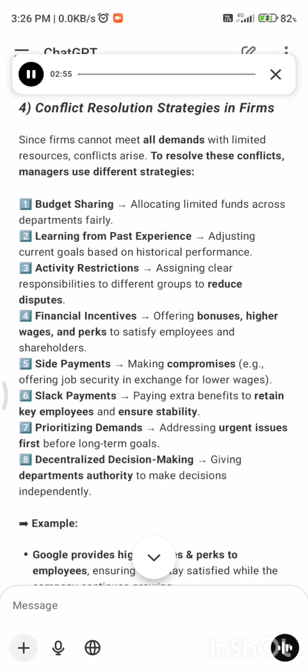5. Side payments, making compromises, e.g., offering job security in exchange for lower wages. 6. Slack payments, paying extra benefits to retain key employees and ensure stability. 7. Prioritizing demands, addressing urgent issues first before long-term goals. 8. Decentralized decision-making, giving departments authority to make decisions independently. Example: Google provides high salaries and perks to employees, ensuring they stay satisfied while the company continues growing.